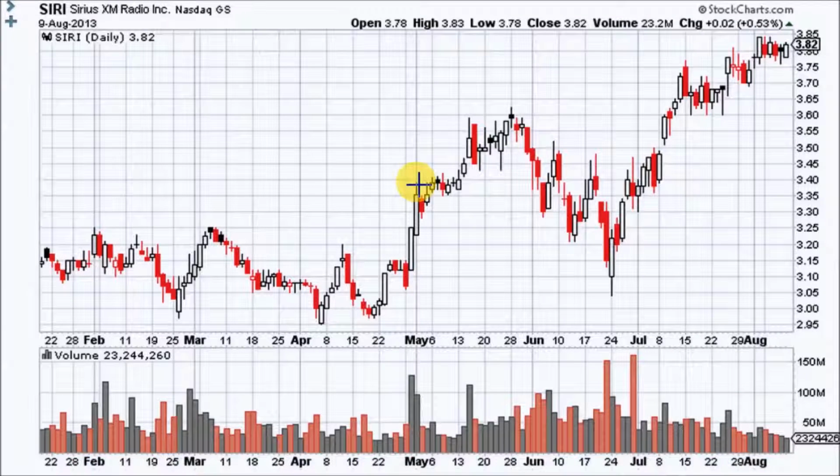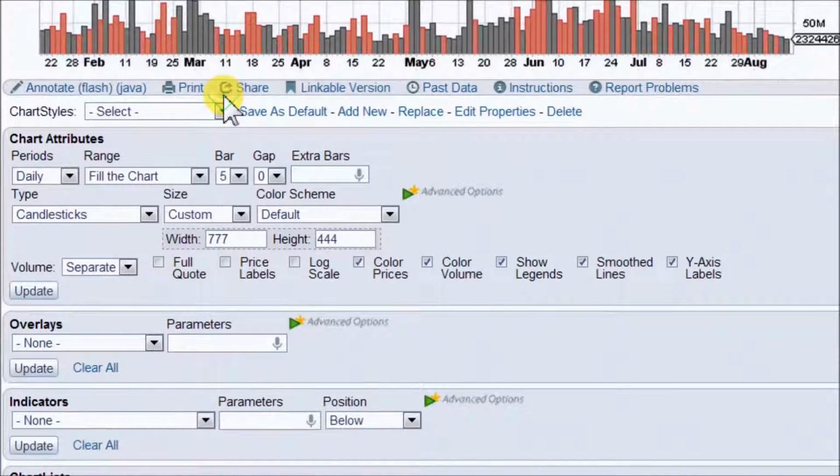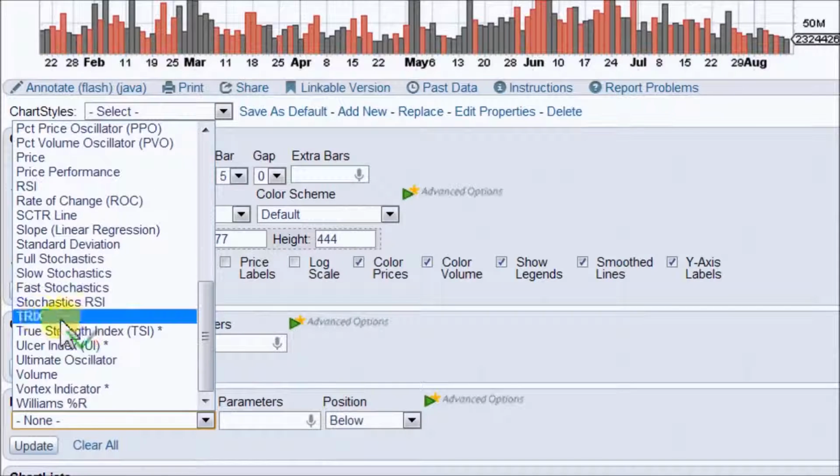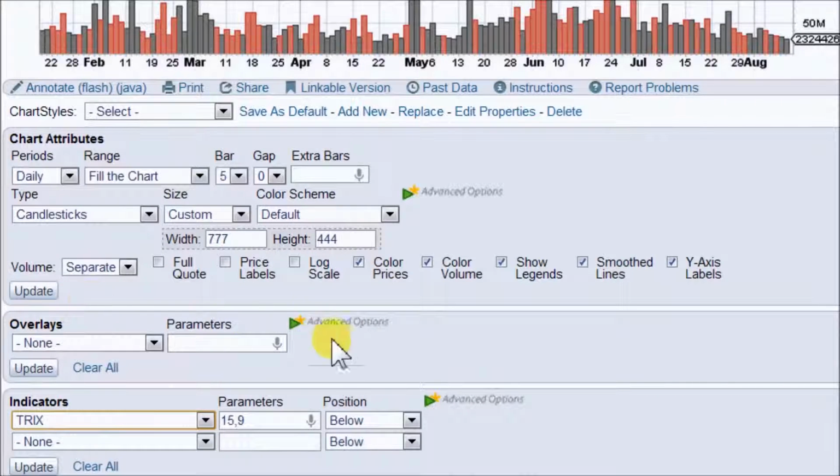Now let's go ahead and load up the TRIX on this chart for SIRI here at StockCharts.com. If you scroll down to the bottom into the chart attributes area, click on indicators. You'll have to scroll to the bottom here to get the TRIX. The standard setting for the TRIX is 15 for the triple smooth EMA and 9 for the signal line. Chartists looking for more sensitivity should try a shorter time frame, which would be 5,9. And for long-term traders, a 45,9 works good on daily, weekly, and monthly charts.